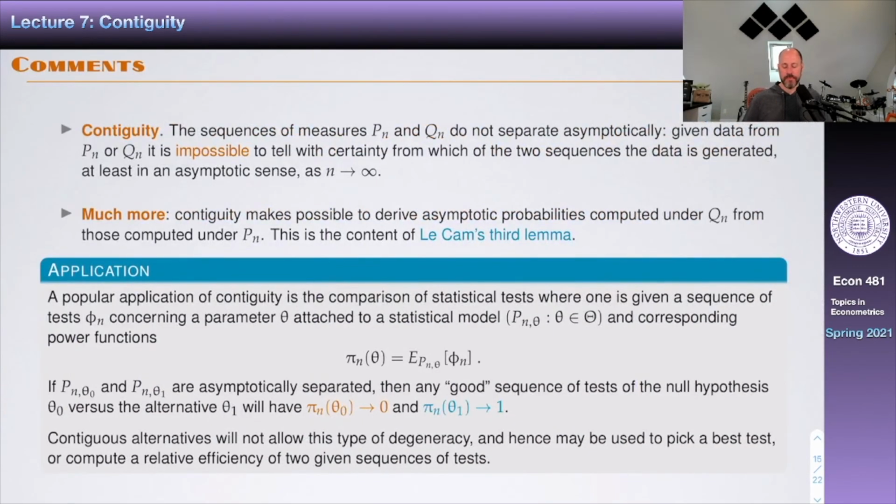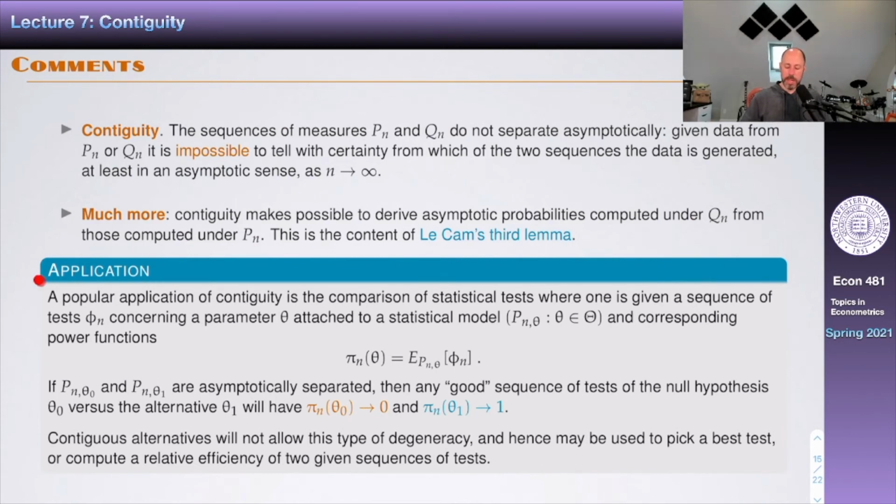Comments. The sequences of measures Pn and Qn do not separate asymptotically. That's what contiguity is telling you. Given data from Pn or Qn, it is impossible to tell with certainty from which of the two sequences the data is generated, at least in an asymptotic sense, as n goes to infinity. It actually says much more, as I said here. Contiguity makes it possible to derive asymptotic probabilities computed under Qn from those computed under Pn. And this is the content of Le Cam's third lemma, which we haven't talked about yet.